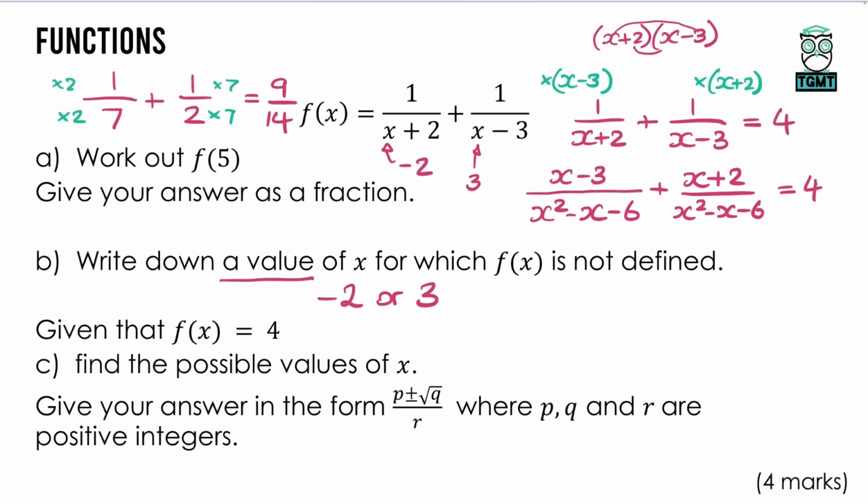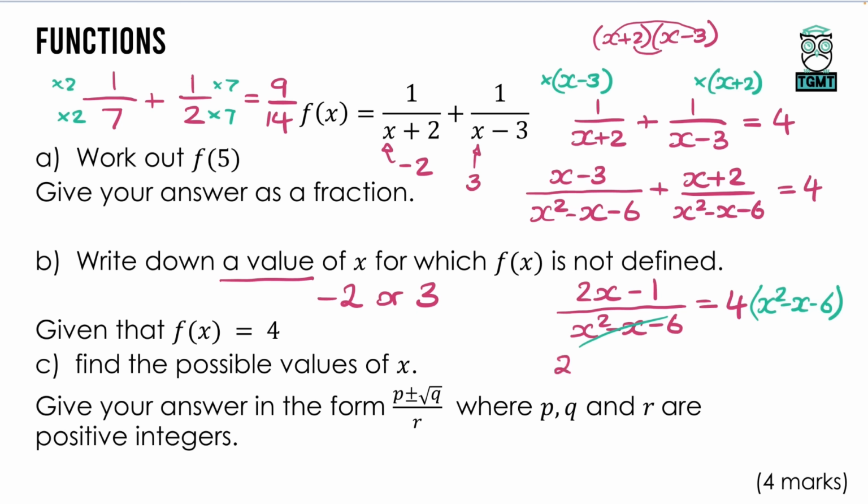Now if we add together the numerators, we have x plus x, which is 2x, and negative 3 add 2, which is negative 1. Our denominator is still the x squared minus x minus 6, and that is equal to 4. So from this point now, we can move that denominator to the other side, which will introduce a bracket here. We'll have x squared minus x minus 6, and that will get rid of our denominator when we multiply that to the other side.